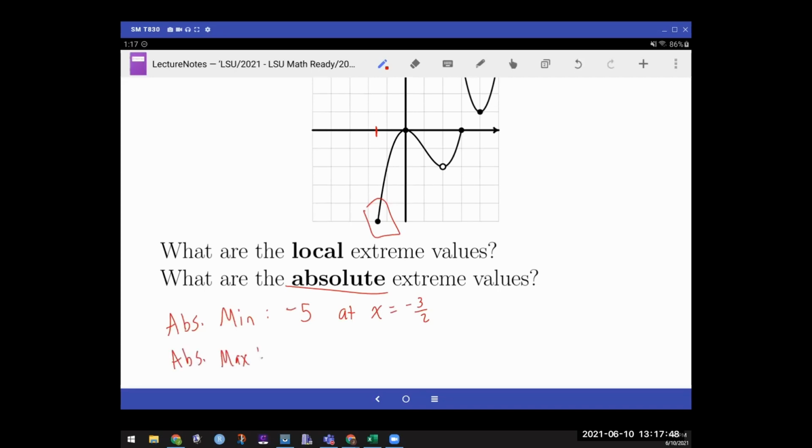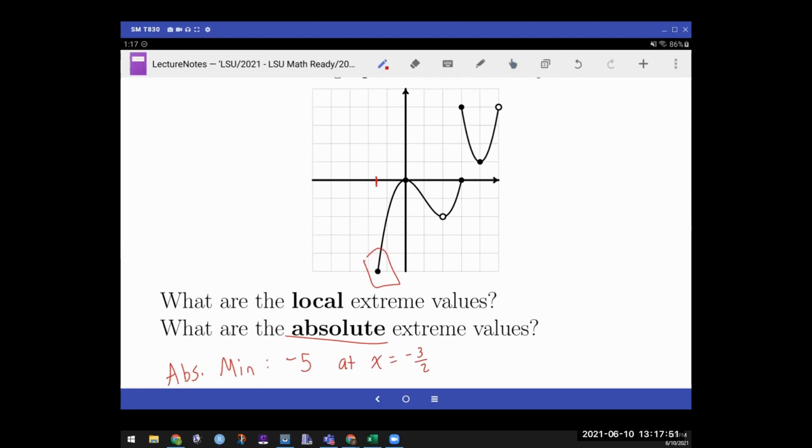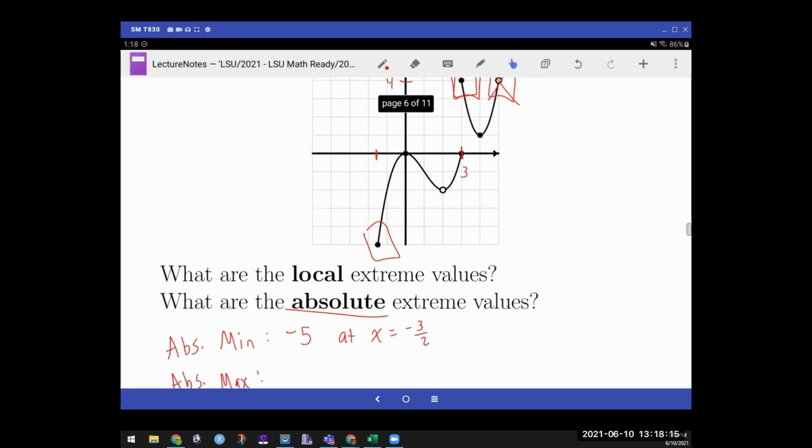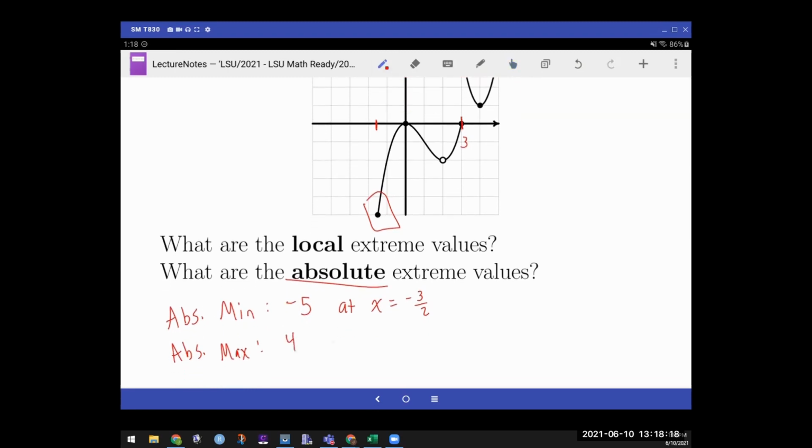The absolute maximum, I see a couple of options here. But the one on the right side can't be it because it's an open circle. That means there's no point there. So the one on the left is the absolute maximum. It is equal to 4, up 4 when x is equal to 3. So the absolute maximum of this graph is 4 when x is equal to 3. Those are the absolute minimum and maximum values, extreme values.